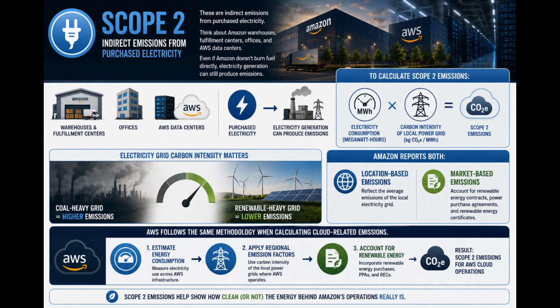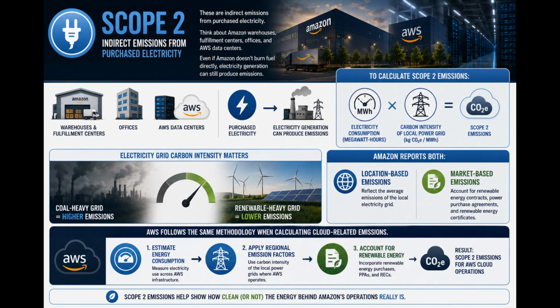Next comes Scope 2. These are indirect emissions from purchased electricity. Think about Amazon warehouses, fulfillment centers, offices, and AWS data centers. Even if Amazon doesn't burn fuel directly, electricity generation can still produce emissions. To calculate Scope 2 emissions, Amazon measures electricity consumption in megawatt hours and multiplies it by the carbon intensity of the local power grid. If electricity comes from a coal-heavy grid, emissions are higher. If electricity comes from renewable sources like wind or solar, emissions are lower.